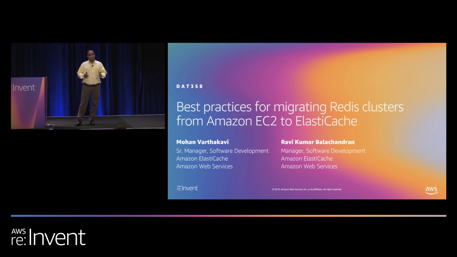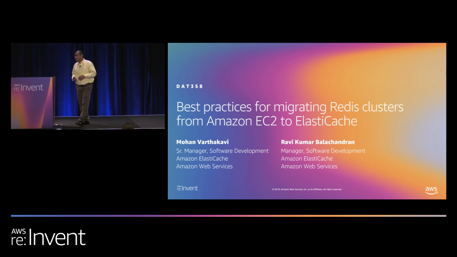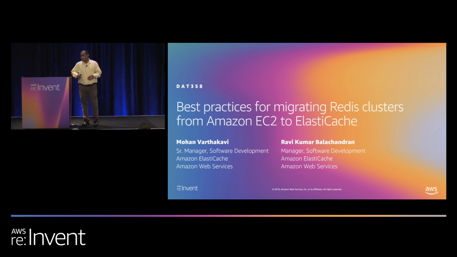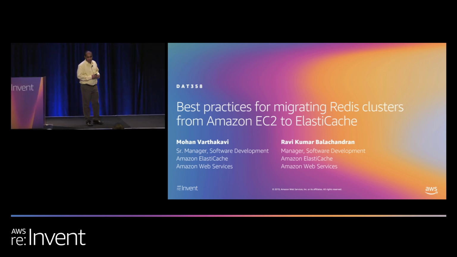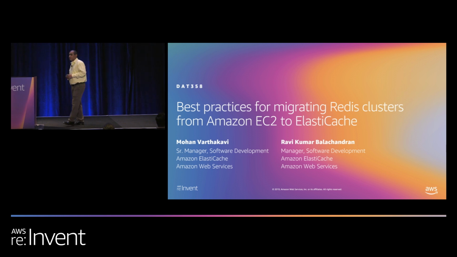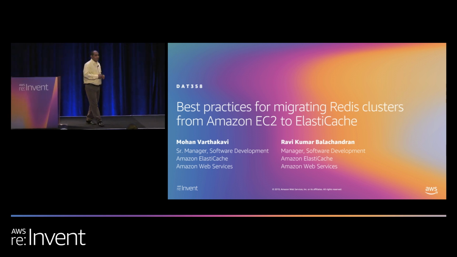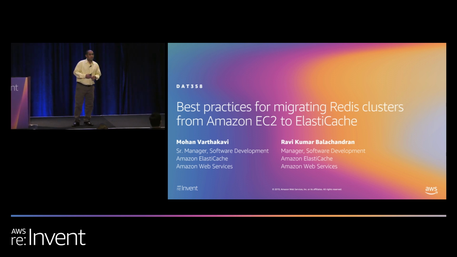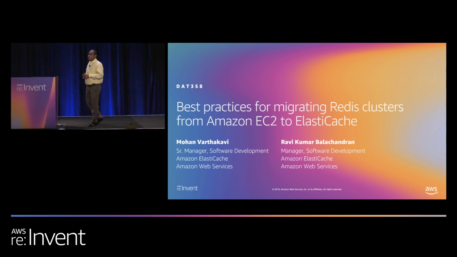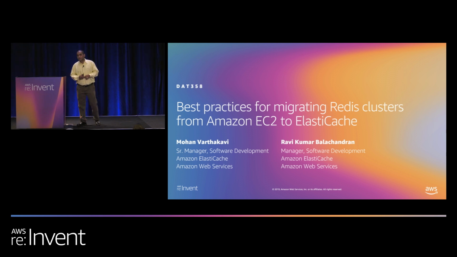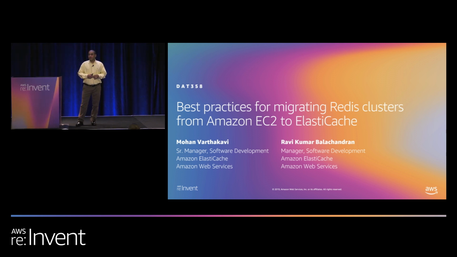In fact, this is the time for us to actually talk about all the things that we have done throughout the year, and so very exciting time for us. And I have Ravi Kumar Balachandran, who is also part of Amazon ElastiCache engineering, and together we're going to talk about Redis and migrating if you have Redis workloads on EC2, and some of the considerations that you should definitely think about.